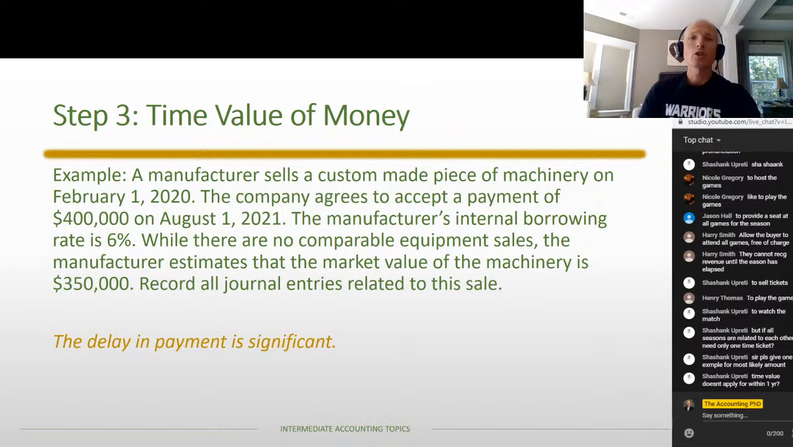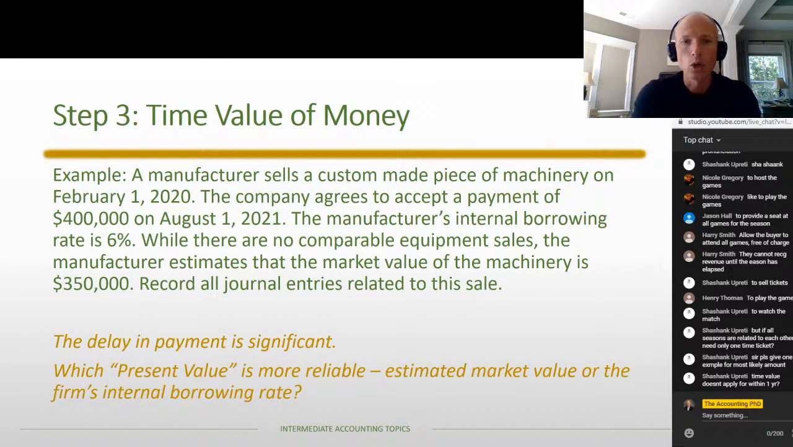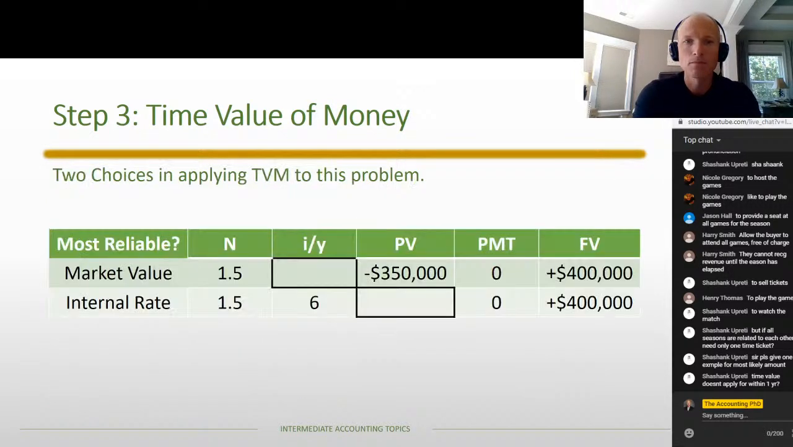All right, so first of all, the delay in payment is significant. That we know. Second of all, which present value is more reliable, the estimated market value or the firm's internal borrowing rate? And the answer is, I haven't told you. So rather than me saying let's just do one, we're going to walk through and solve it one way and then solve it the other way, and figure out what we learned from this exercise.